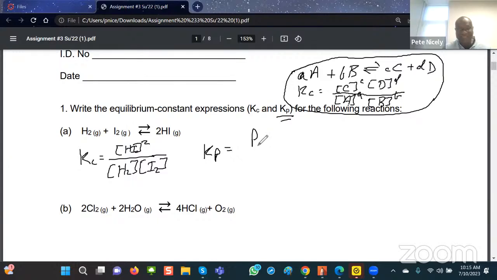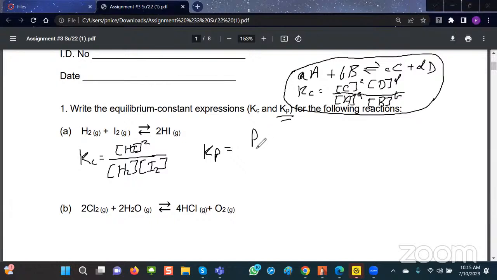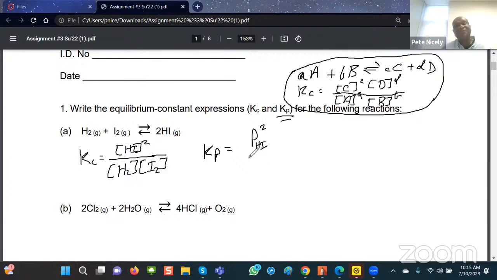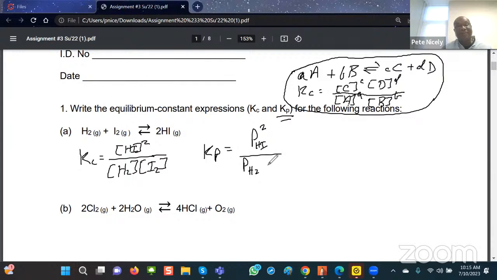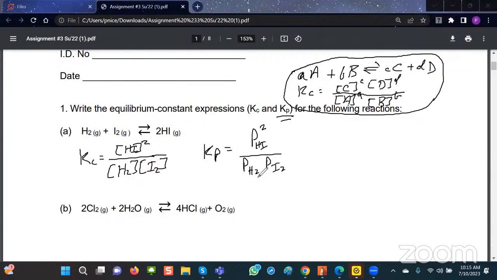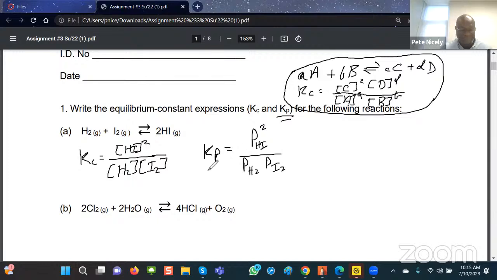Exactly. So it would be the pressure of HI squared on top, and the pressure of H2 times the pressure of I2 on the bottom. Well, not plus, it's times actually. Yeah, right. And that's it. That's the Kp expression, right? So we have the Kc and the Kp expression.